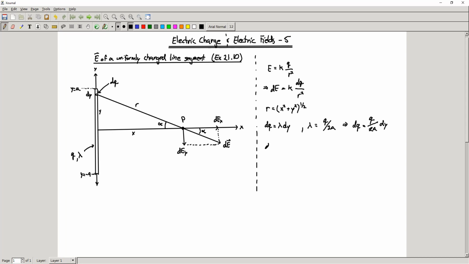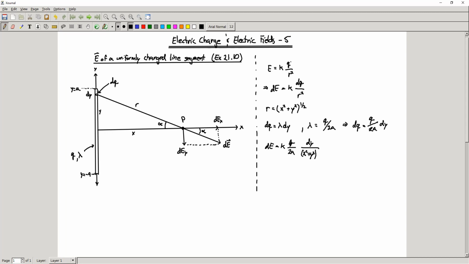So if we substitute everything in, we end up with a dE that looks like this: k Q over 2a dy over x squared plus y squared to the 1/2. Oh, actually, careful here. This would be x squared plus y squared to the 1/2, but then we're squaring it, we're squaring our r, and so that goes away.